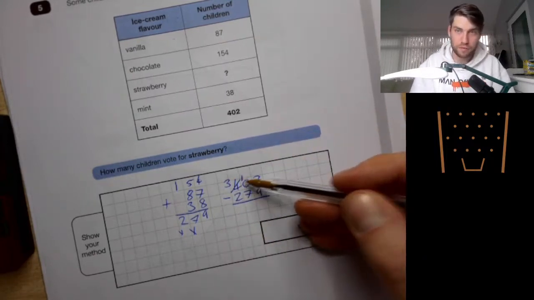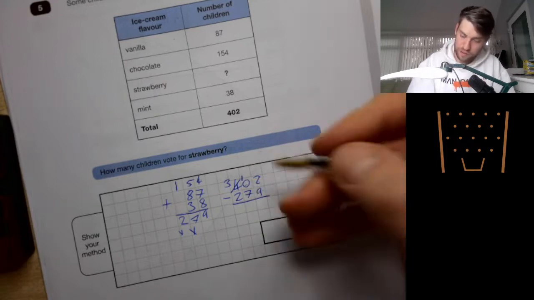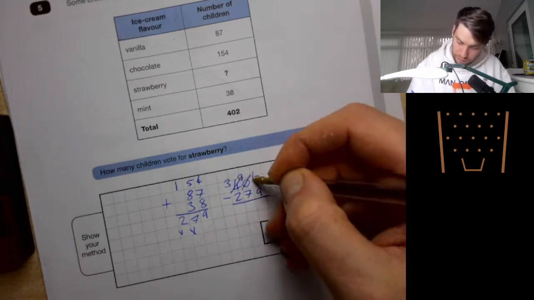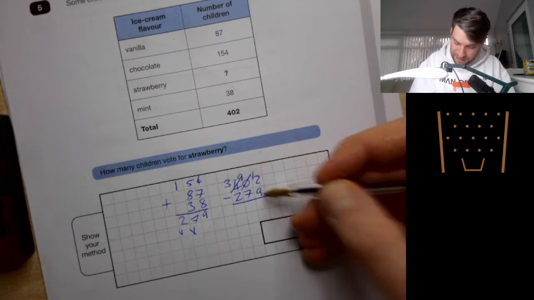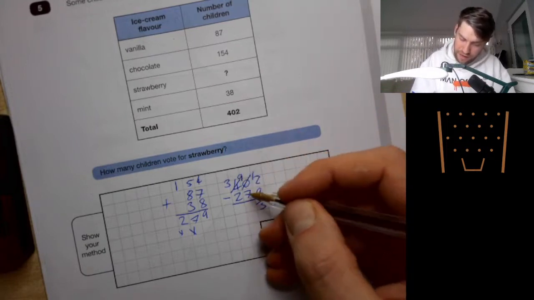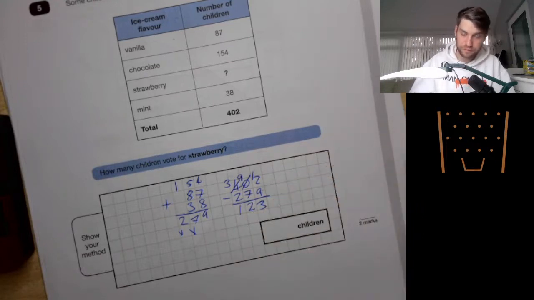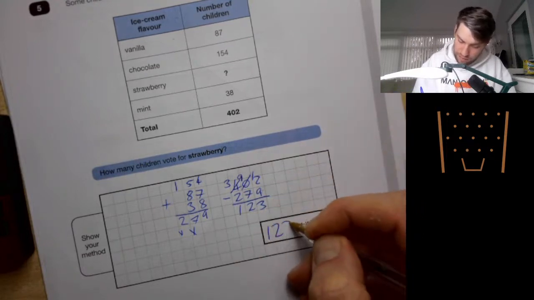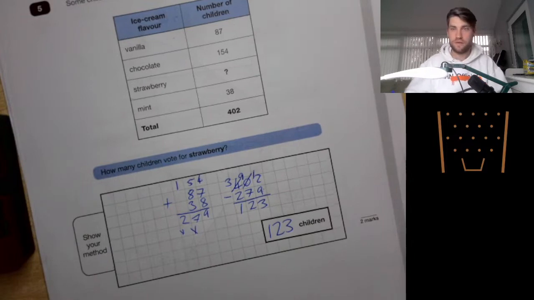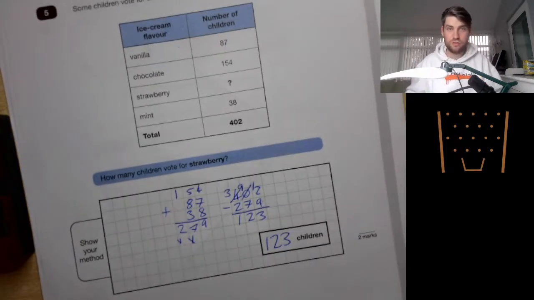Now I can borrow from this. So 2, I can borrow from the 10, and that becomes a 9. 1 here. So 12 minus 9, that is 3. 9 minus 7 is 2. 3 minus 2 is 1. So we'll know that is 123. Now let's look at question number 6.